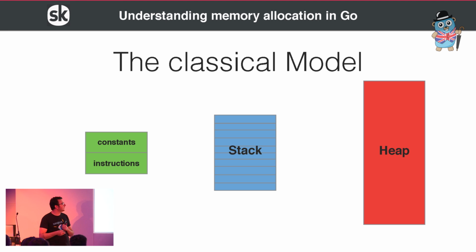So this is like the classical memory model. Most programming languages and runtimes use that. So you have basically 3 sections in memory. You have the green one, the blue one, the red one. I color-coded them. I probably didn't put the names everywhere, so I hope no one's colorblind. So yeah, you have constants and instructions, the stack, and the heap. I'm going to give you a bit more detail about those.